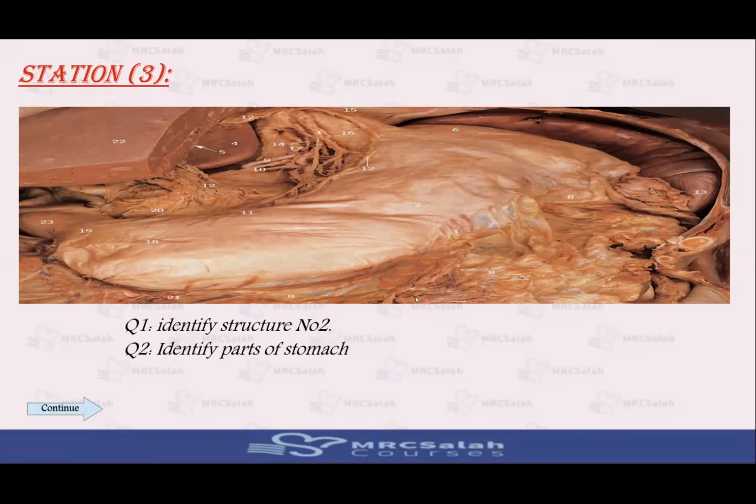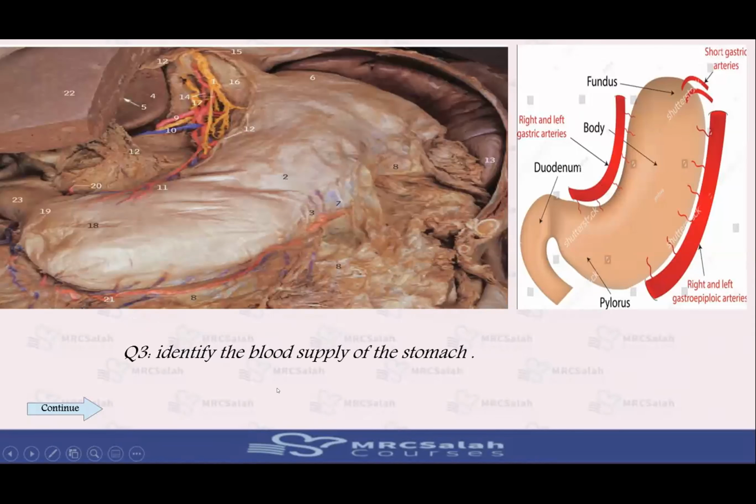Okay. All right, first question, can you please identify structure number 2? It is the stomach. Okay. Next question, can you identify parts of the stomach by numbers? Number 6 is the fundus. Number 2 is the body. Number 18 is the pyloric antrum. 19 is the pyloric canal. Okay. Can you please identify the blood supply of the stomach? It has the right and left gastric arteries and the short gastric arteries. The left is from the celiac trunk.